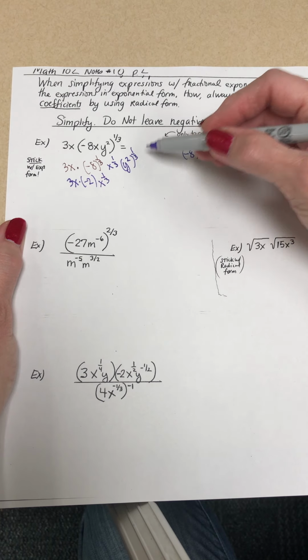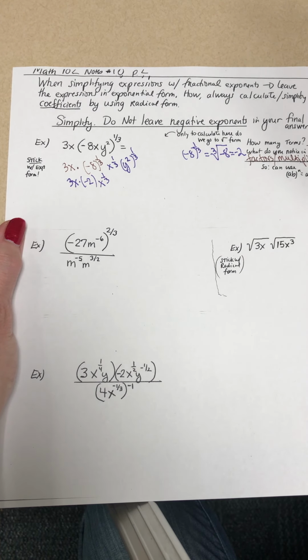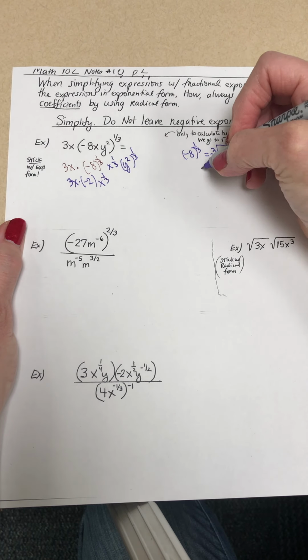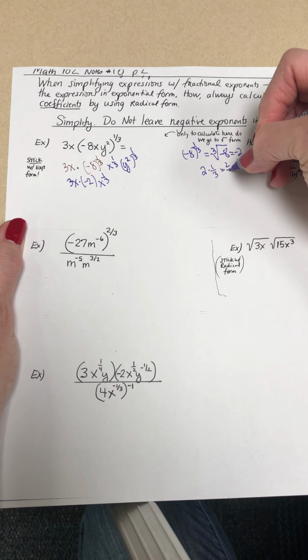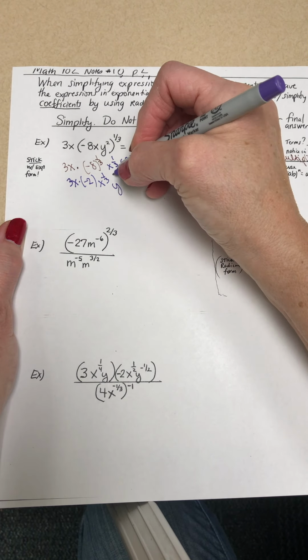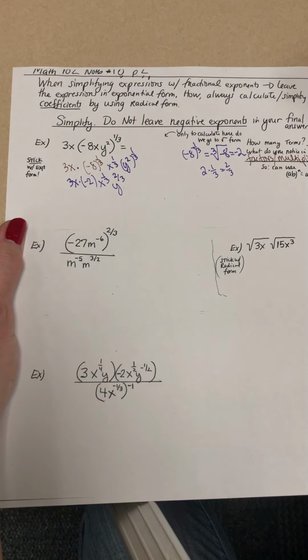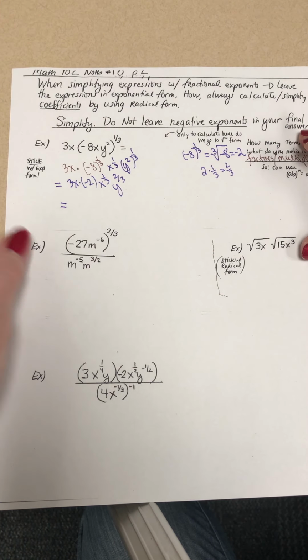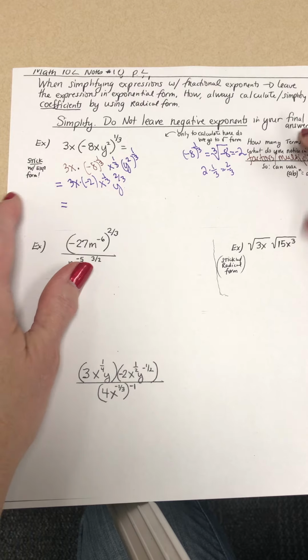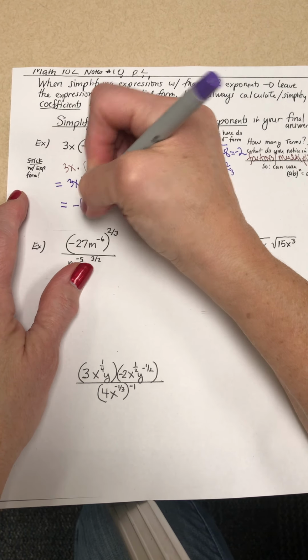Right here, power to a power. It doesn't matter what the exponents are. Power to a power, you multiply, and 2 times 1/3, well, if you're going to double 1/3, you get 2/3. So that's y to the 2/3. Okay, and then we're almost done. 3 times -2, that's just -6.